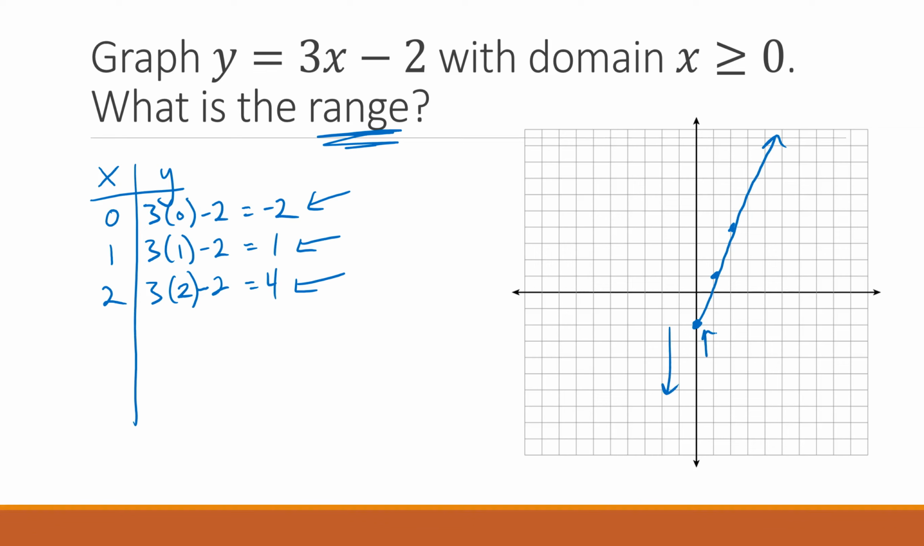Remember, this point is the stopping point. So what is the range? Well, let's take a look at the y-coordinate of the lowest point. Here, y equals -2. And since the line is going up from there, I'm going to say that the range is y is greater than or equal to -2.